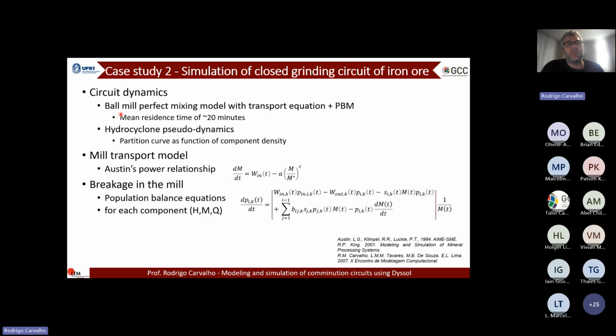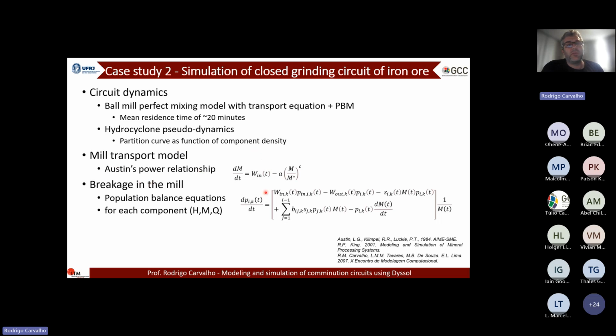For the ball mill, we consider the perfect mixing model with a transport equation. So the hold up of the mill can change along time. If you overfeed the mill, the hold up will increase, and with that, the breakage rate will decrease. So the product will become coarser. If you don't consider that in the model, if you increase the hold up, the residence time would increase, so you would get a finer product. But we need to consider that the mill is overfilling if you increase the feed rate, and that will reduce the breakage rate of the particles due to cushioning of the wall impacts. And as I said, the hydrocyclone will be modeled as a partition curve as a function of component density.